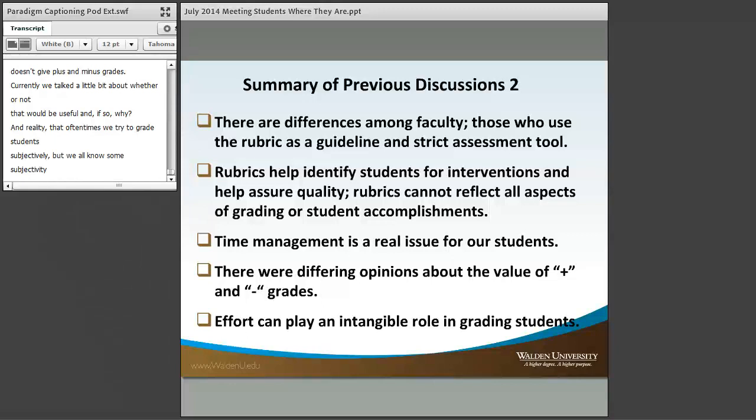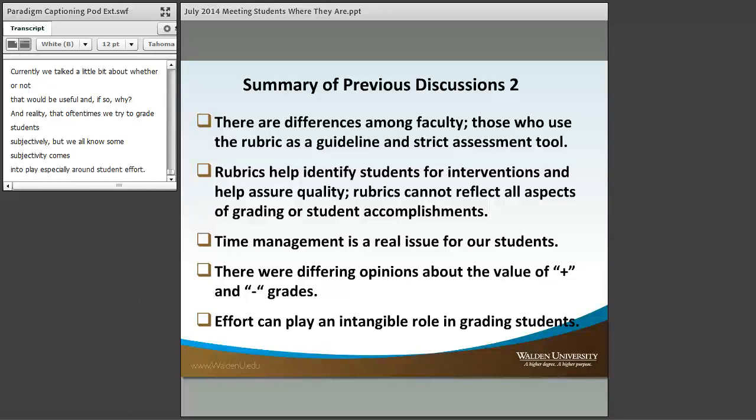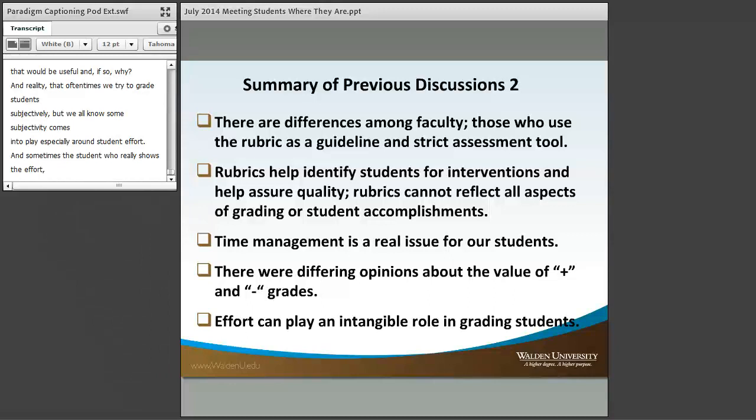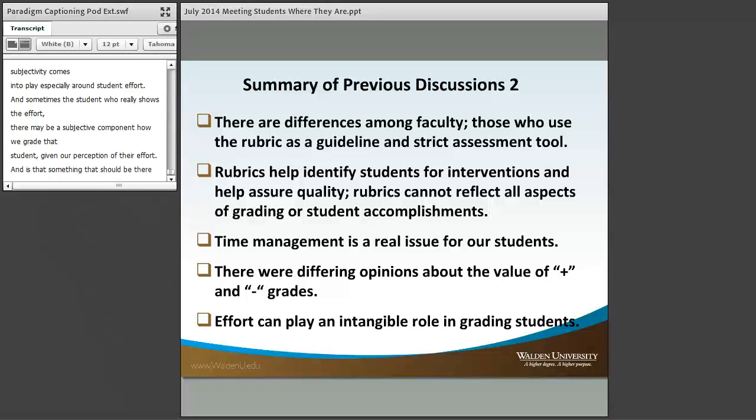And sometimes the student who really shows the effort, there may be a subjective component to how we grade that student, given our perception of their effort. And is that something that should be there? Should it not be there? Should that be a part of the rubric at all? Those were all discussions that we had. So that's sort of the background. That's what's going on so far. And that's what's helped Alan and Laurel, I, and others develop what the next step of thinking around these issues are. So I'm going to pass it over to Laurel at this point.